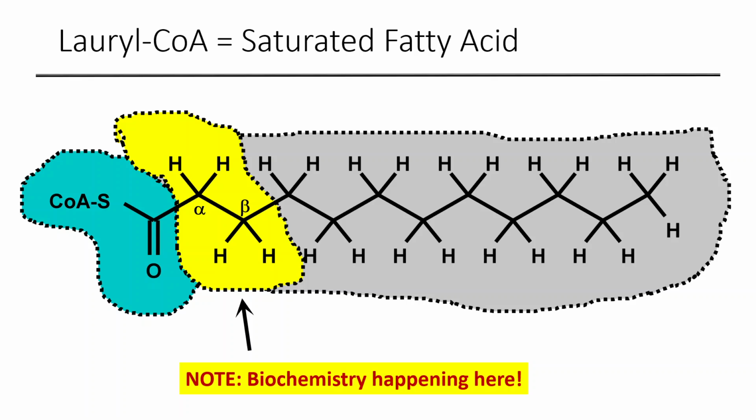Now, a fatty acid that is activated will be covalently attached to coenzyme A. And this process allows for the head to position the alpha and beta carbons of the hydrocarbon tail of the fatty acid specifically within the active site of various enzymes so that biochemistry can happen in this region. And so in the next slide, I want you to focus on this region of the alpha and beta carbons to see the changes that take place throughout this pathway.